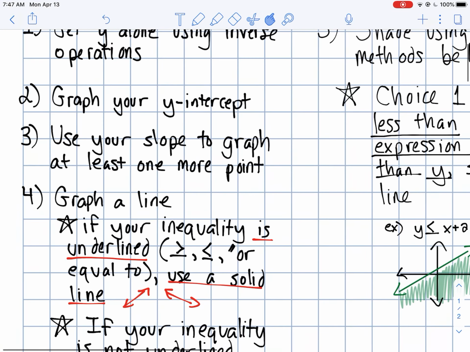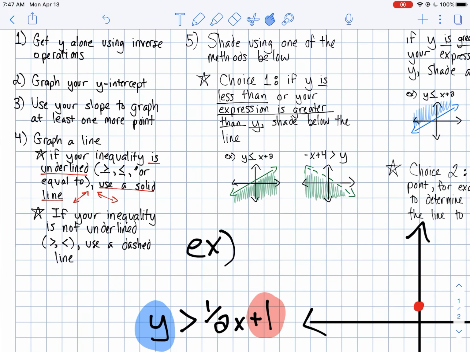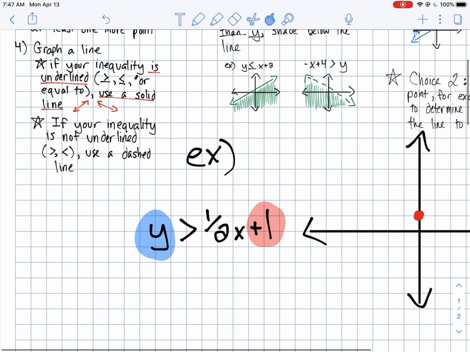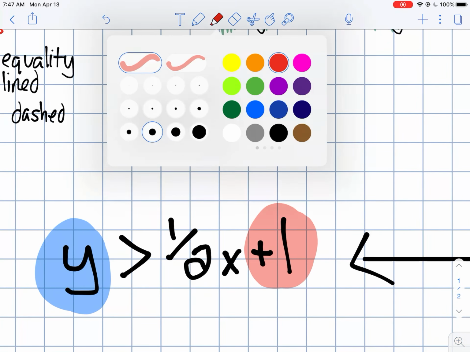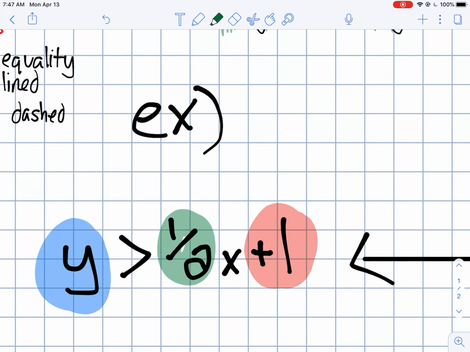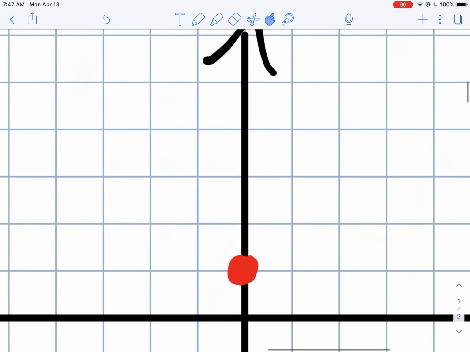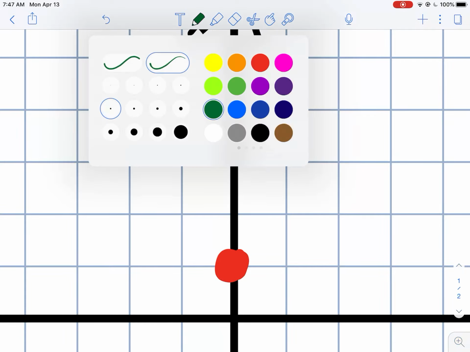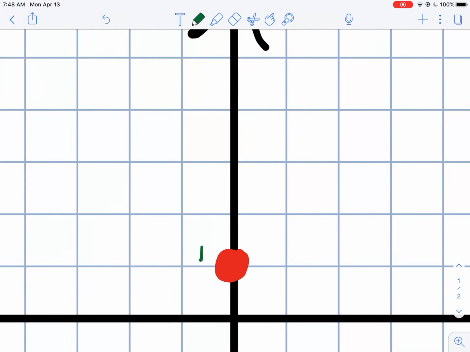My next step, use your slope to graph at least one more point. Now, ideally, it's good to graph more than 1 point, but we're just going to aim for 1 here. So now I'll use a different color to keep this coded a little bit. I've got 1/2 as my slope, 1 over 2. Remember, it's change in y over change in x. What that tells me is I'm going to go up 1, and then I'm going to go over 2. And that's going to give me my second point.